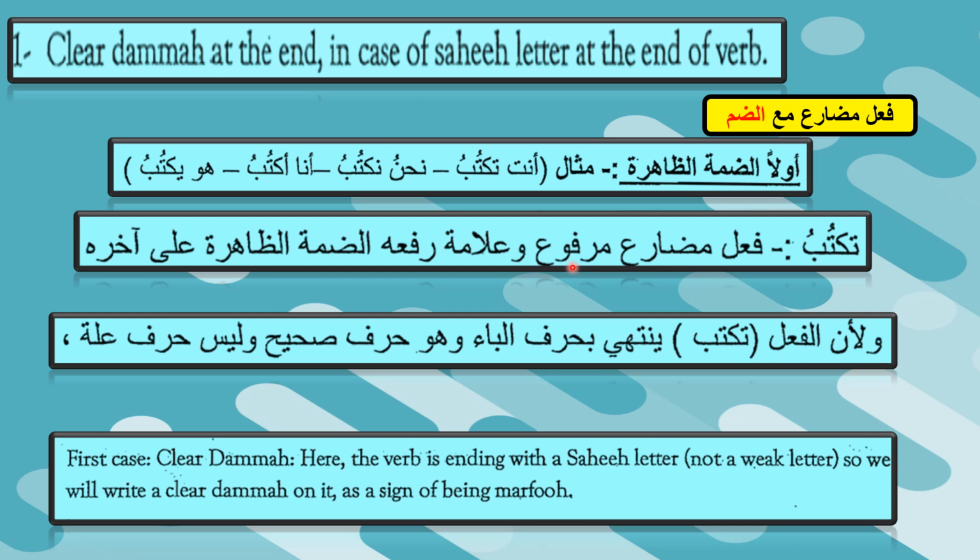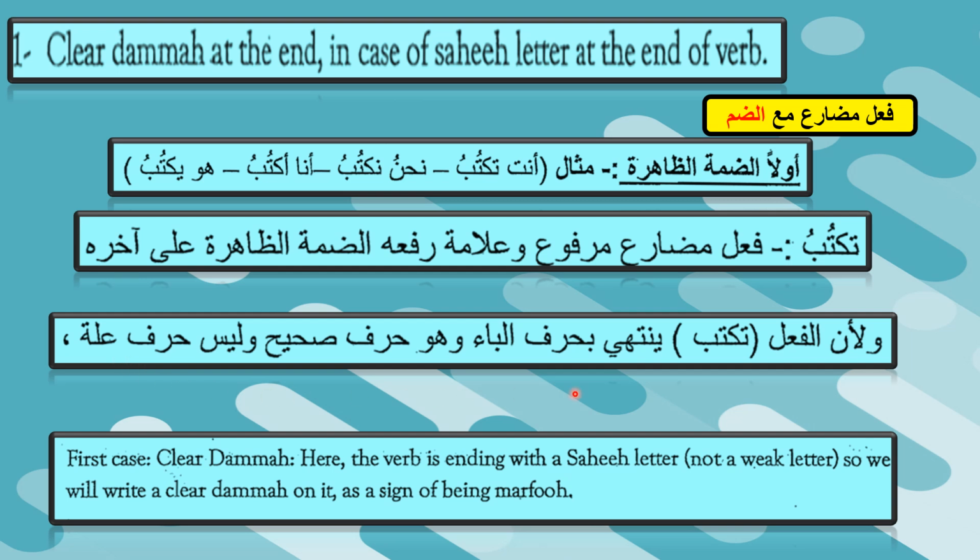So now you need to explain wa alamatu raf'ihi ad-dhamma, because there is a sign of raf', that is the dhamma, and it is az-zahira, ad-dhamma az-zahira ala akhirihi. Ala akhirihi means on the last letter. You will see a dhamma zahira, meaning a physical dhamma over it. And because the fi'l taktubu yantahi, it ends with the letter ba, and this is a sahih letter. It is not from the weak letters.